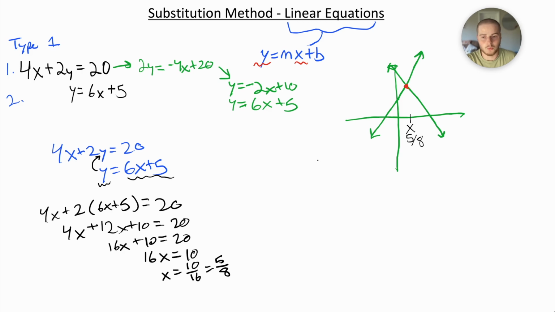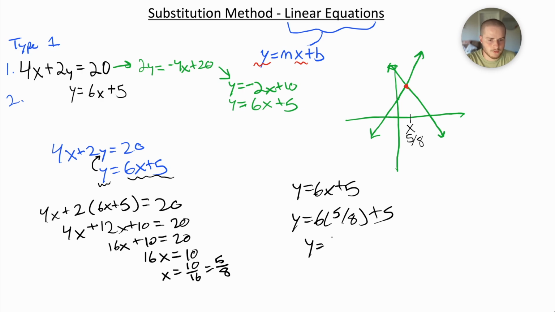In my opinion, y equals 6x plus 5 seems a lot easier than the other equation to solve for y. So now we're going to plug it back into that second equation, which we have, y equals 6x plus 5. And we said that x is 5 over 8, so y equals 6 times 5 over 8 plus 5. Solving for that, 6 times 5 over 8 would be 30 over 8 plus 5.